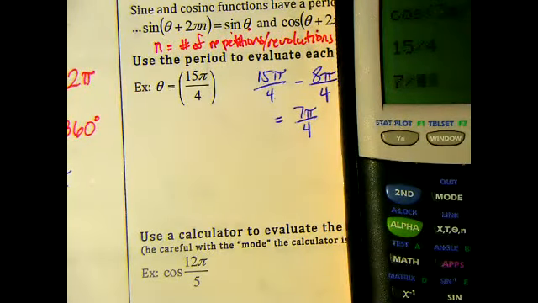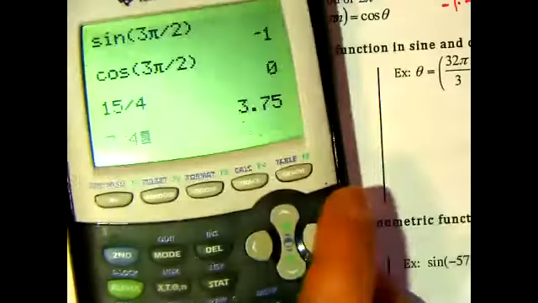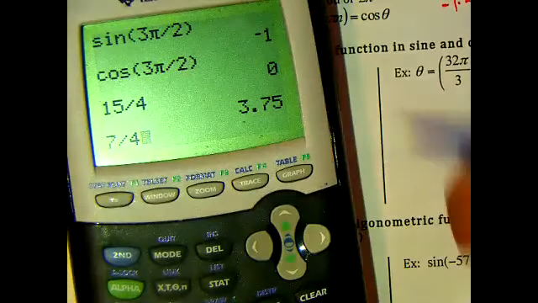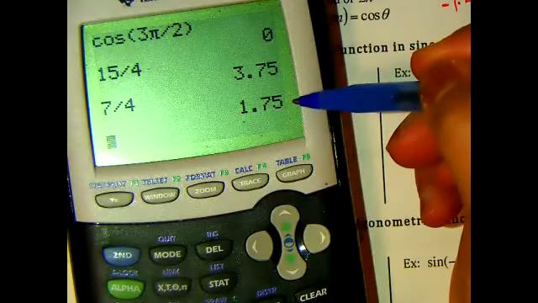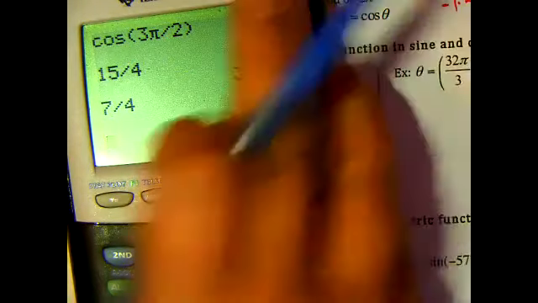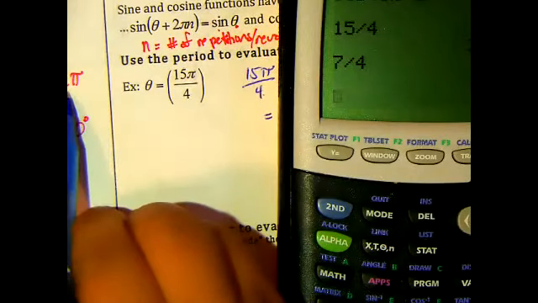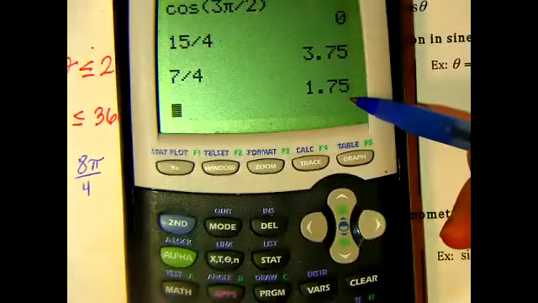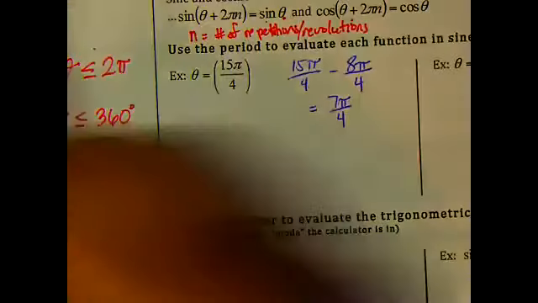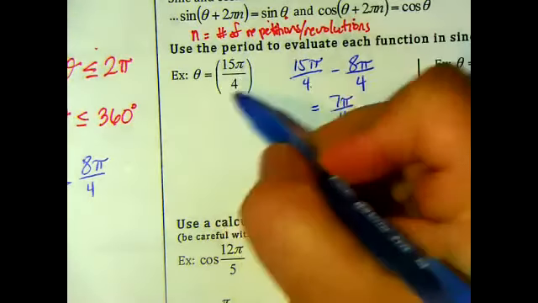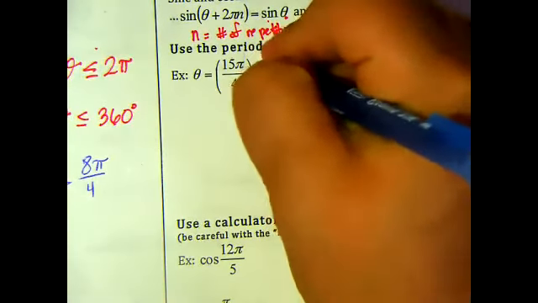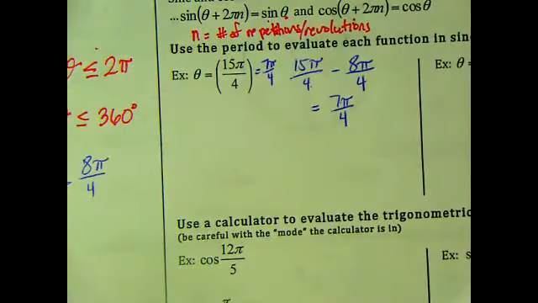If you want to double check and don't want to use mental math, 7 divided by 4 is 1.75. That means it's less than 2, so this is 1.75 pi. So I know that I'm between 0 and 2 pi, and this is equivalent to 7 pi over 4.